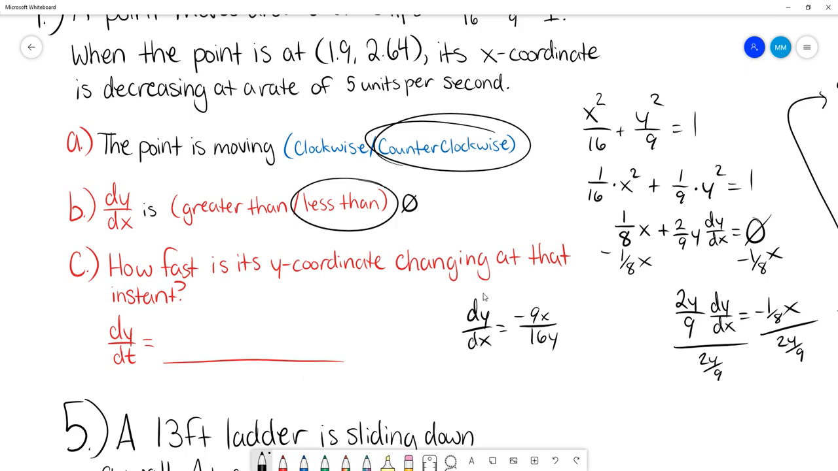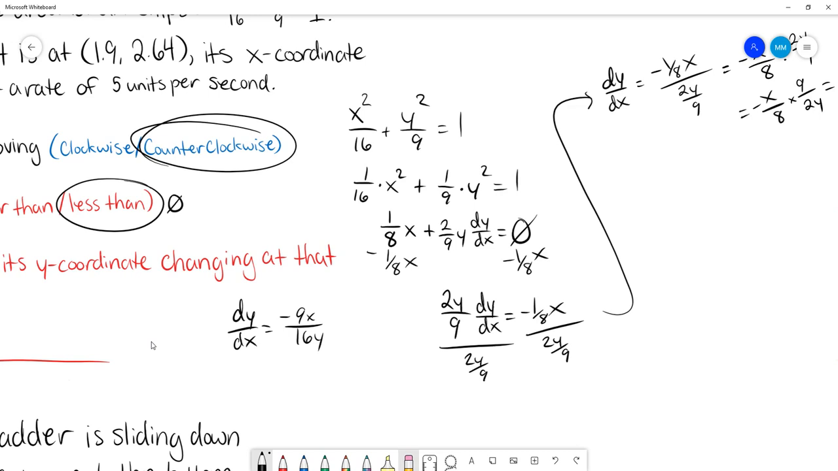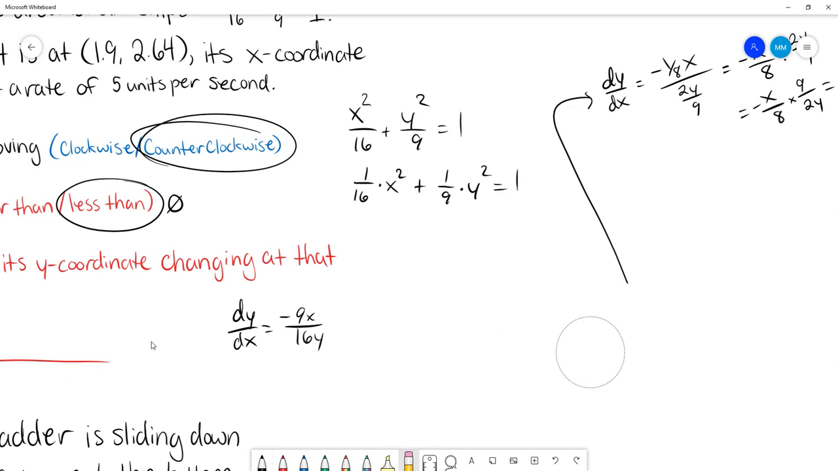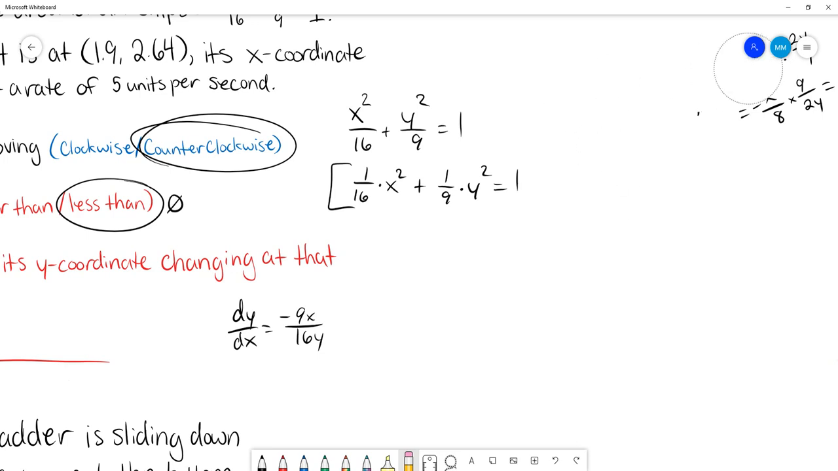And then letter C, it says how fast is its y-coordinate changing at that instant? So we want to know what dy/dt is. We want to know the rate of change of y with respect to time. So if dy/dx is this, and we want to find dy/dt, well, we can go back to our original equation, which we see I rewrote here. So we're going to use this rewritten version here, just so that I don't have to rewrite it again.